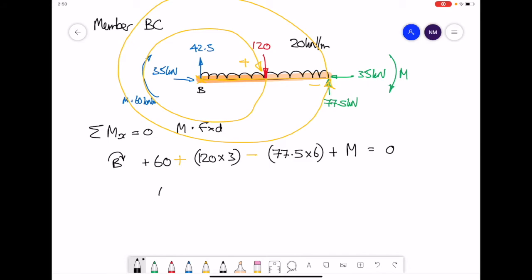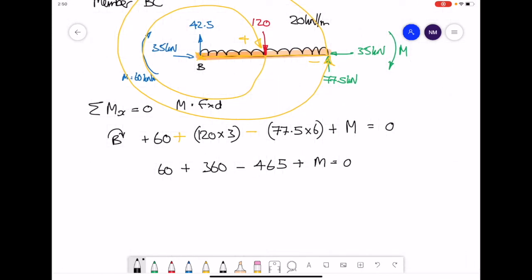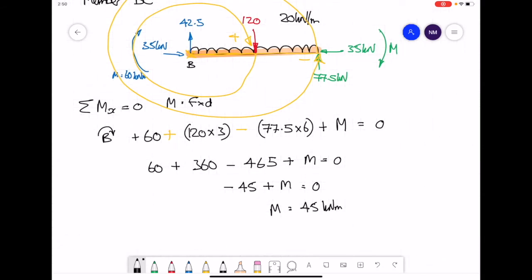Now doing the maths for it, 60 plus 360 minus 465 plus M equals 0, and we get minus 45 plus M equals 0, or M is equal to 45 kilonewton meters. Now we can redraw our beam with our applied forces. We now have the moment in place at the end of the beam, and we can draw the first of our 2 diagrams.